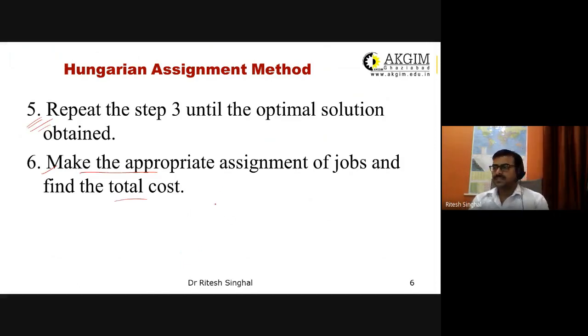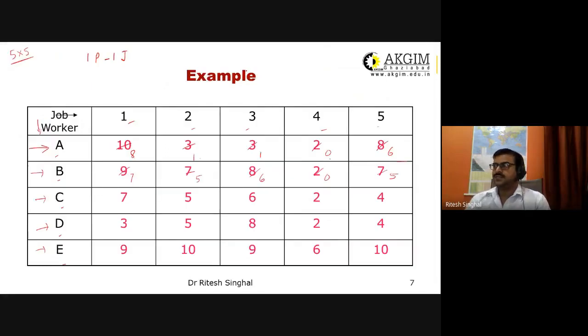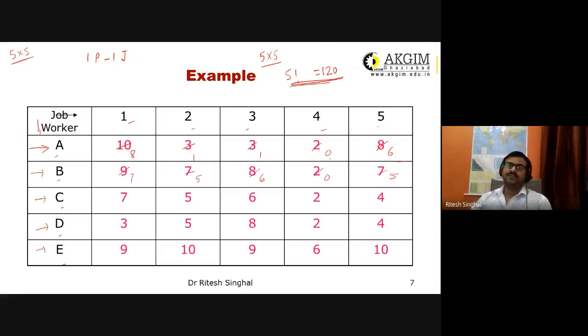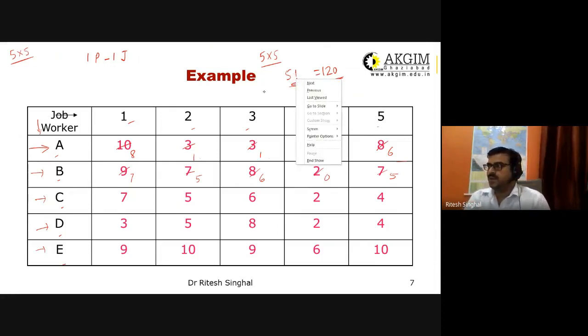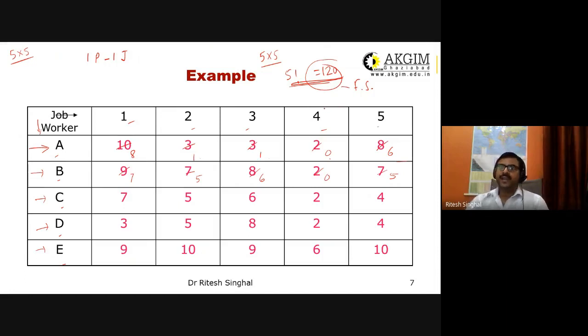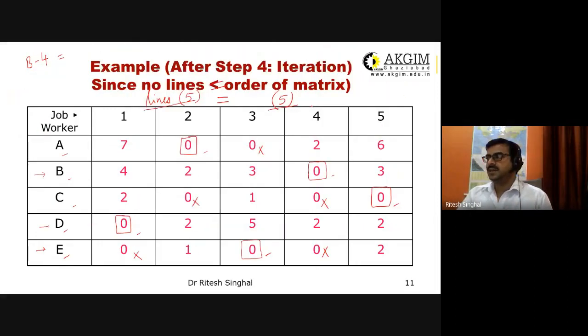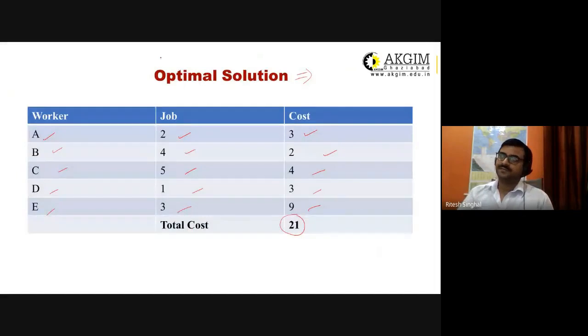Imagine in this particular example, since we are having a matrix of 5 by 5, there are 120 possible solutions for this particular problem. That is factorial 5, 120 feasible solutions. But out of those 120, only one optimal solution involves minimum cost, and that solution is this one.